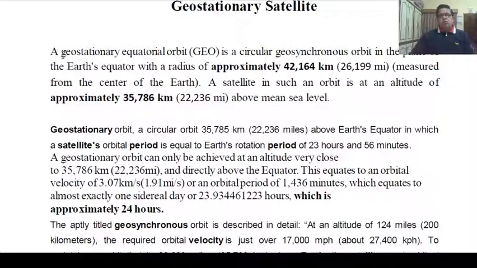A geostationary equatorial orbit. What is the geostationary equatorial orbit? Initially, we learn about it. A geostationary equatorial orbit is a circular geosynchronous orbit in the plane of the Earth's equator with a radius of approximately 42,164 km, measured from the center of the Earth.